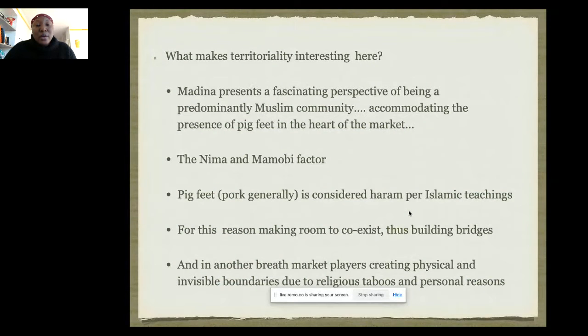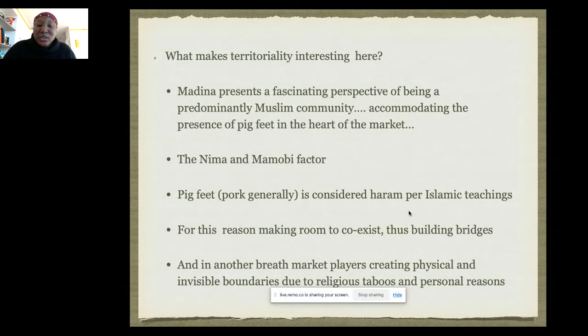So the reason that Madina appears interesting in relation to pig trotters is that Madina is not the only Zongo in Accra. There are so many other Zongos. We talk of Nima, we talk of Mabobi, we talk of Sabon Kudi. There are so many Zongos. But it's only Madina Zongo, a predominantly Muslim community, that sells pig trotters in its market.